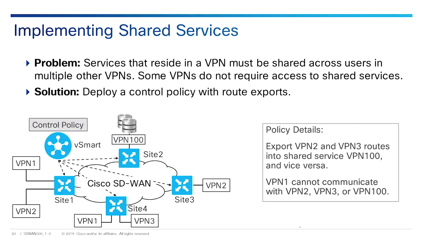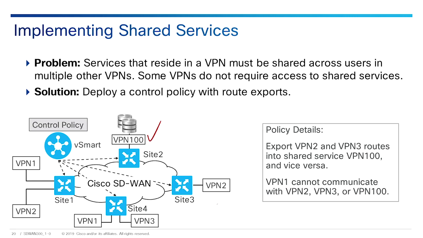So in an enterprise, both the engineering group and HR require access to internal web pages, even though the groups are in separate VPNs. So a control policy can achieve this goal, similar to an MPLS VPN setup. You import and export routes as required. Okay? So the policy detail here is going to be basically that VPN 2 and VPN 3 routes into a shared service VPN 100 and vice versa.